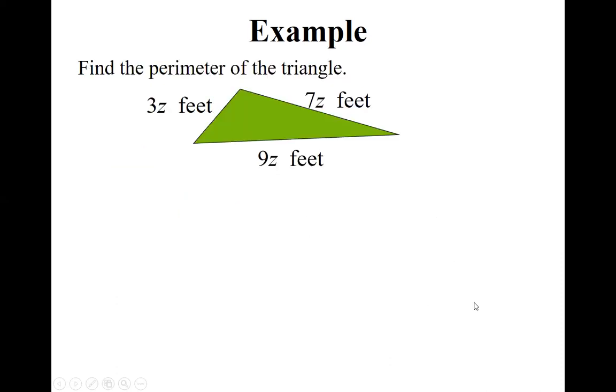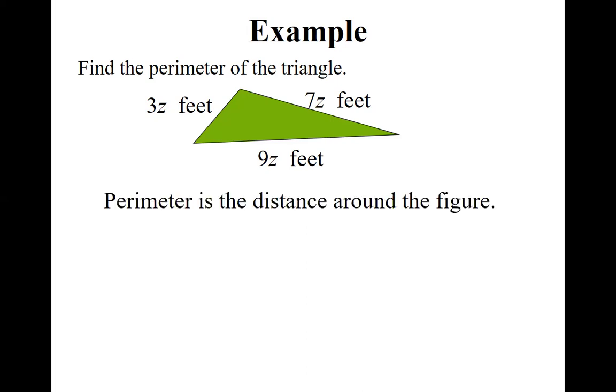Let's revisit the idea of perimeter. Recall, perimeter is adding all the sides. Here we have a triangle, and the sides are given in terms of z. 3z, 9z, and 7z. We want to add the 3 sides. We need the distance around the figure. So pick a starting point, and we add 3z plus 7z plus 9z.